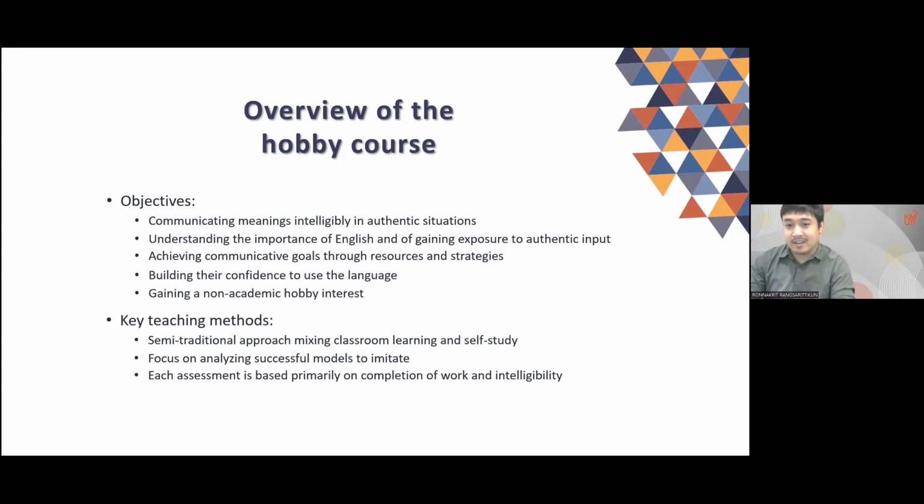Next is a focus on analyzing successful models to imitate. We emphasize the word imitate here because it's different from blind copying. Like Richard mentioned, when we want to do something new, usually as a teacher, maybe as an adult, you imitate things as well. So we show students how to analyze models or work that are successful, and then what things can be imitated. And the last one is that each assessment is based on completion of work and intelligibility. I will explain and clarify this later.